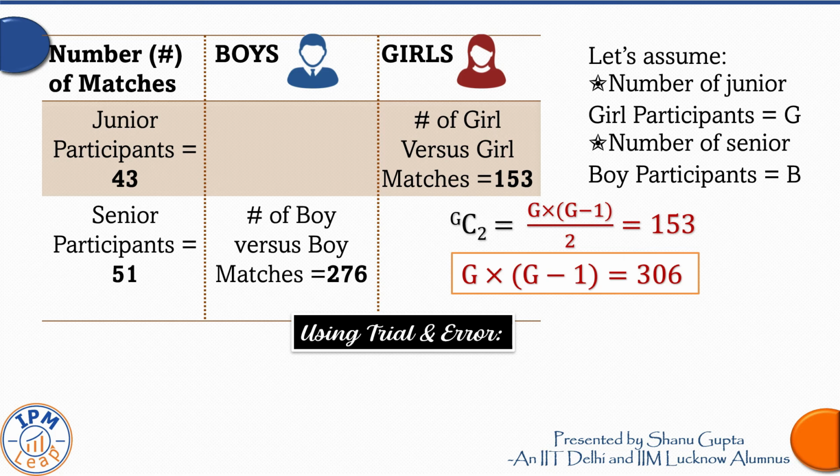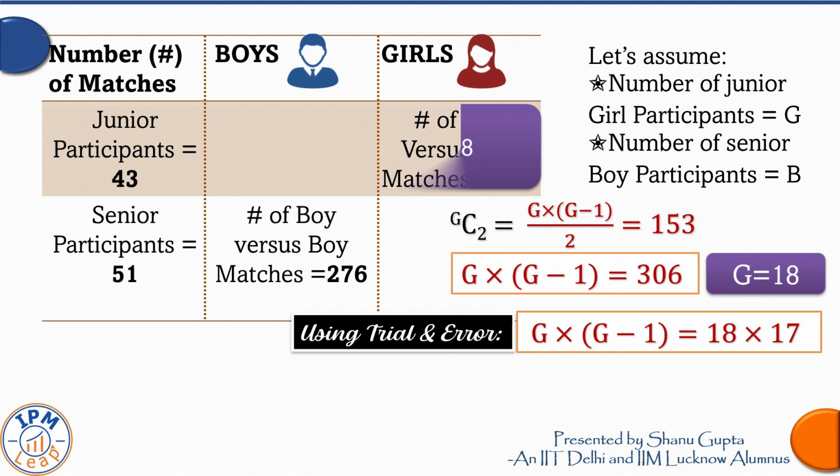Now, even though this is a quadratic equation, we do not need to solve one. That is because our variable G is a natural number. It stands for the number of girls. And it's easy to see that G and G minus 1 are consecutive numbers. So try to write 306 as a product of two consecutive numbers. 306 is equal to 18 into 17. So comparing both sides of this equation, G is equal to 18.